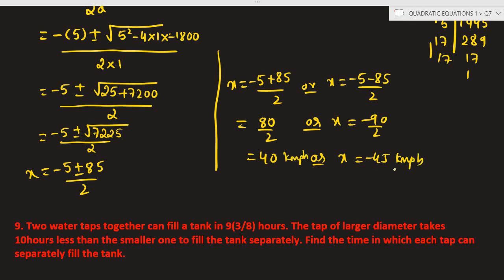As the speed is not negative, that is because it is a scalar quantity, it has no direction. But x is equal to 40 kilometer per hour is the original speed. The speed of the train is equal to 40 kilometer per hour. So let us move to the next question now.